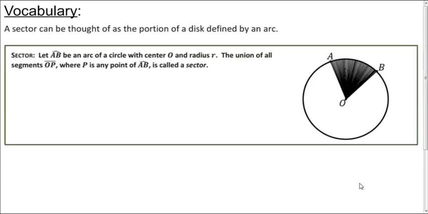Now, just like arc length was related to circumference, sectors are related to the area of a circle. And a sector is what we get if we take a part of the disk out that's formed by an arc. So we go from the center of the circle to a point on the circle and look at that radius, and we sweep out a whole section of the circle. And then we stop, and that piece that we're looking at is the sector.